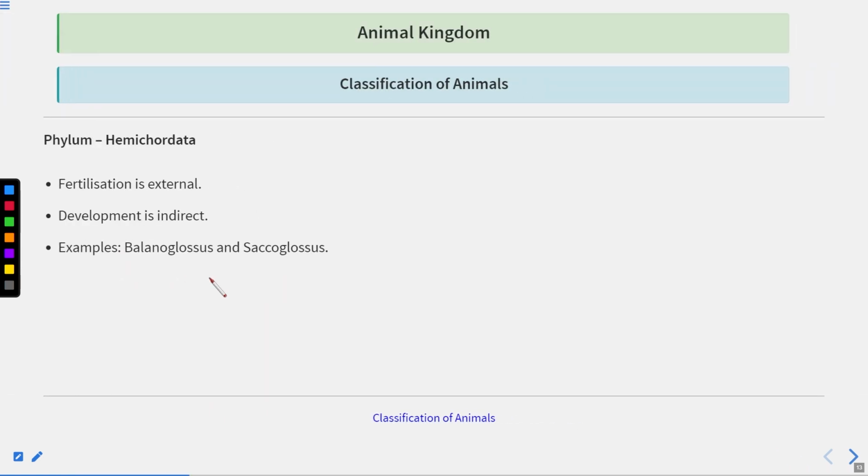Moving to the next slide, fertilization is external. So they release egg and sperm into the outer environment, and fertilization takes place. Development is indirect. So they are having larval stages. Examples are balanoglossus and saccoglossus. These are the two examples of this particular phylum.